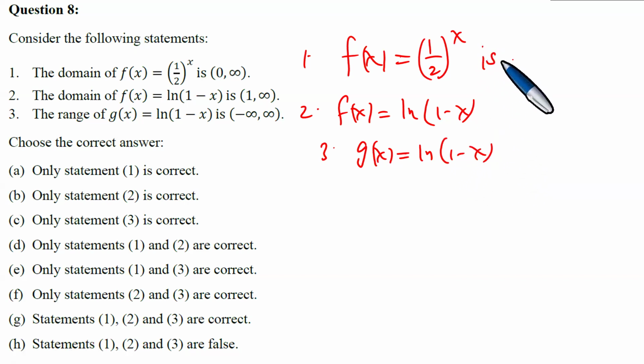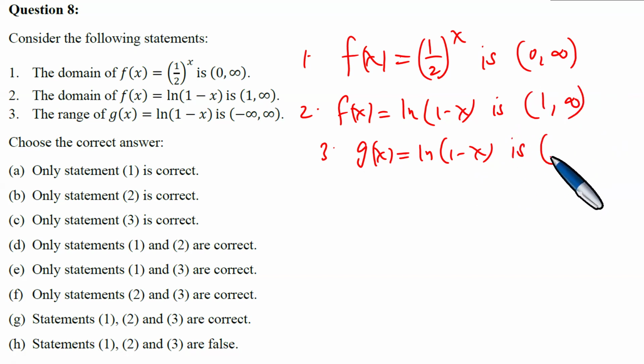So, okay, here we argue that the domain is this one. Here we argue that the domain is 1 to infinity. Here we argue that the domain is minus infinity to infinity. The question is which one is correct?